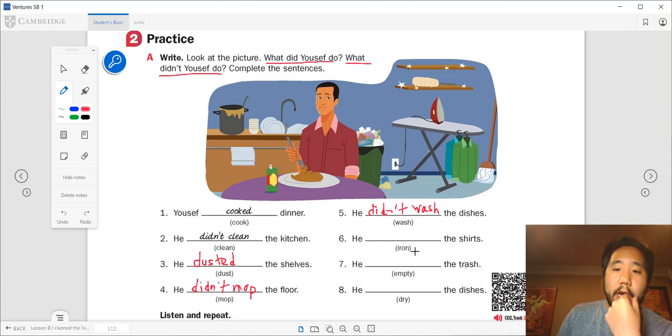Number 6, iron. He finished it. So he doesn't have any more clothing to iron. So we say he ironed. He completed ironing them, ironing the shirt. So we say I-R-O-N-E-D.